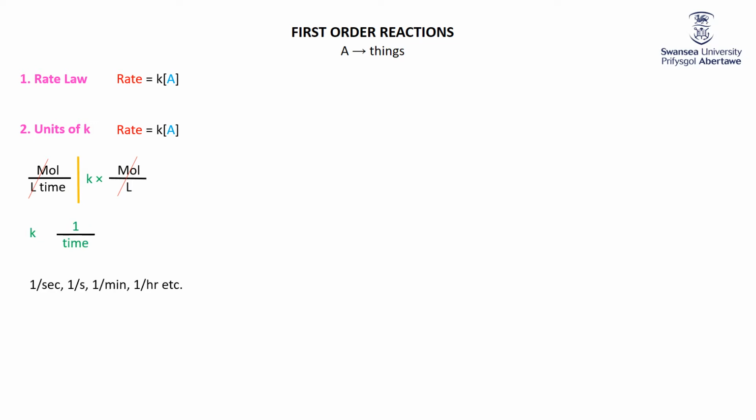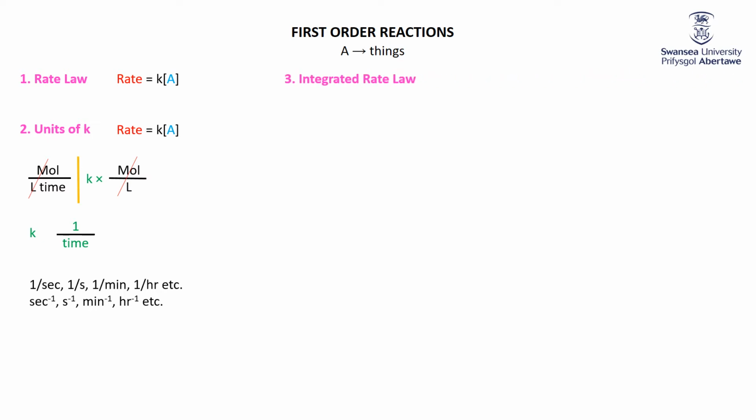It could be 1 over seconds, 1 over s, 1 over minutes, 1 over hours. You could see it written s^-1, min^-1, hours^-1, and so on. But any time that you see a rate constant that just has the units of reciprocal time, then you know that it is a first order reaction.